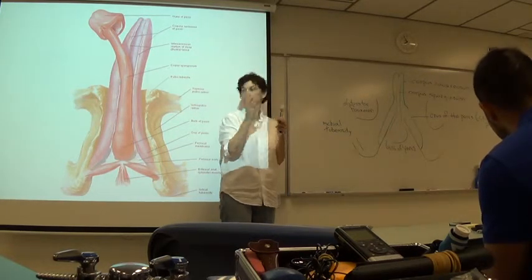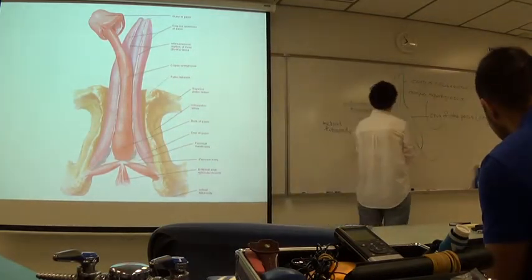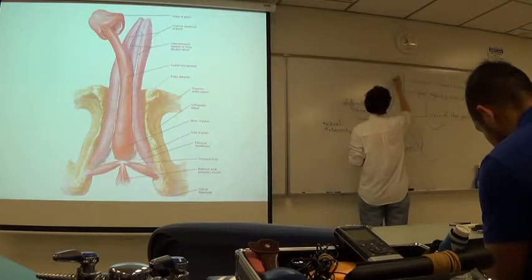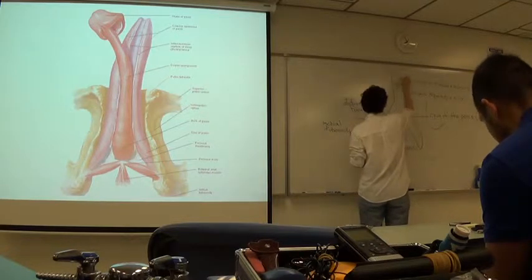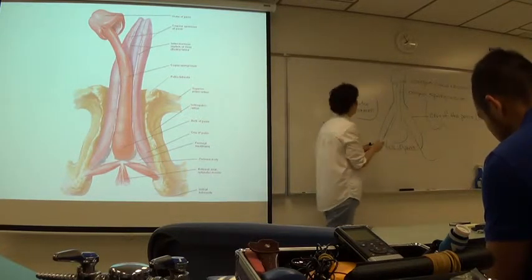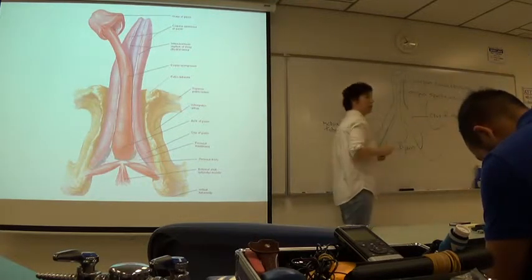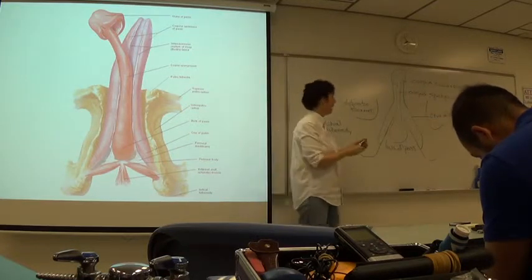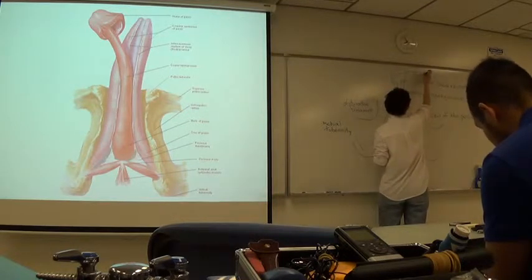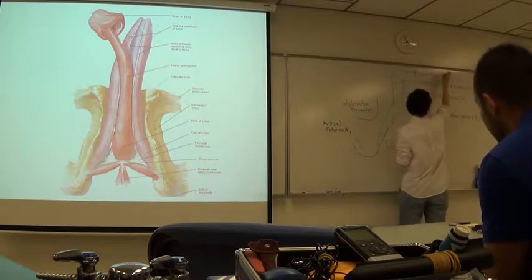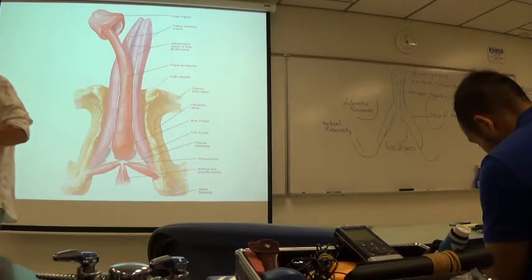Now the corpus spongiosum expands to form this mushroom-like cap that covers over the tip of the corpus cavernosa. Maybe I'll put that in there as a dotted line so we still see it. So that tip, a mushroom-like cap that is the corpus spongiosum expansion, is known as the glans penis. That's the most sensitive, has the highest concentration of sensory neurons.